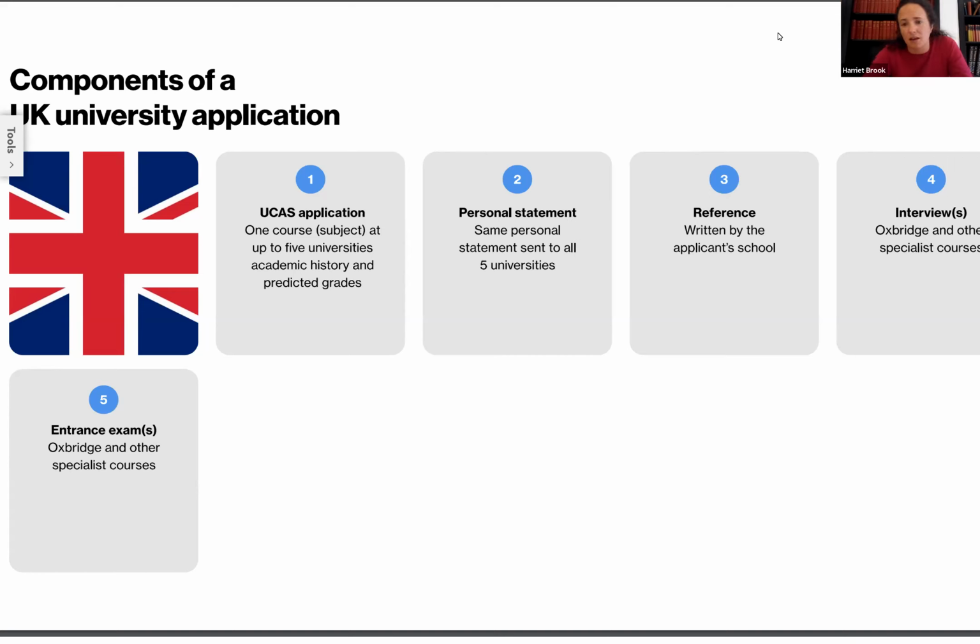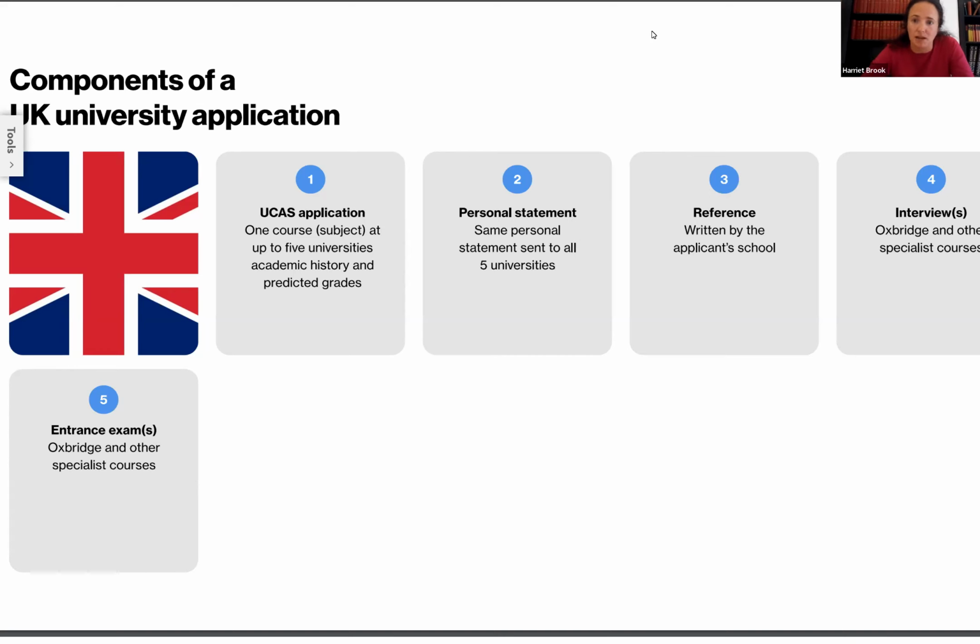It's essential to say within your UCAS application that you have 5 university choices, and that personal statement that you write is the same document that goes to all 5 universities. So you don't get to create anything bespoke. You don't get to express why you specifically want to go to one university because they all receive the same document. So it does need to be relevant to all 5 courses, and it is a really important step in the process.